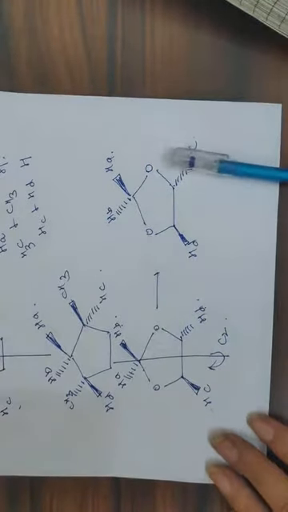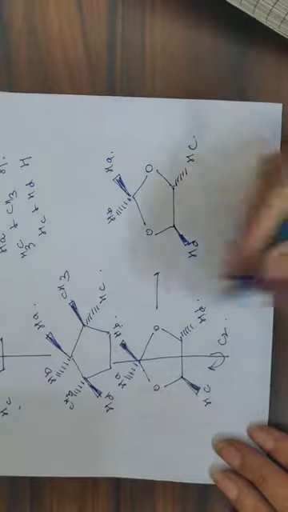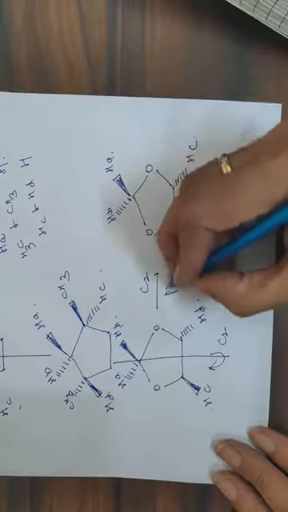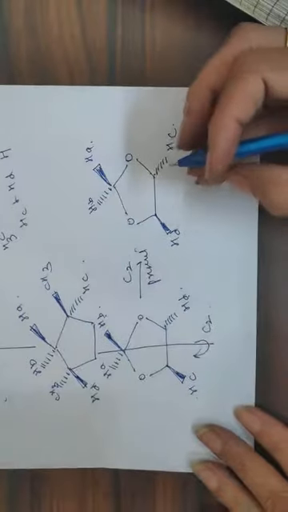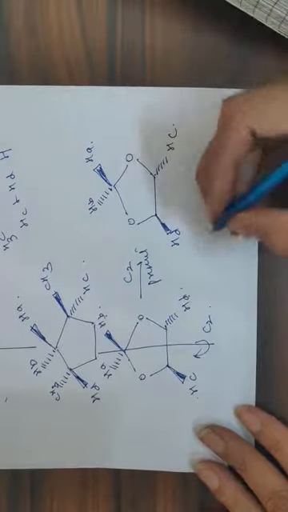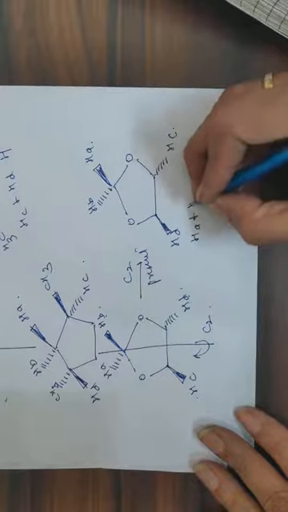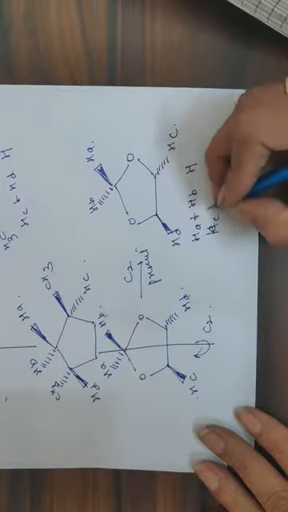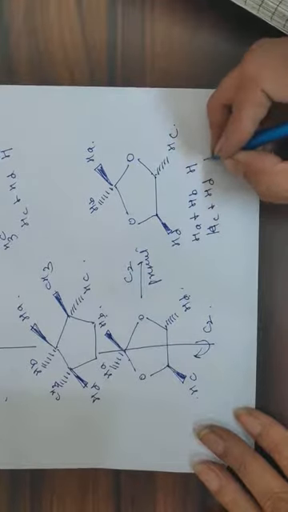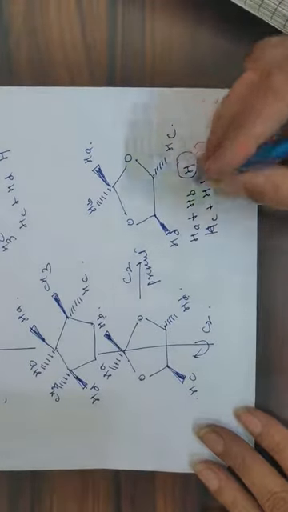So this can be superimposed on this. It means C2 axis of symmetry is present here. If C2 axis of symmetry is present, then the relationship between the protons is homotopic. It means HA and HB protons are homotopic. HC and HD protons are also homotopic in nature.